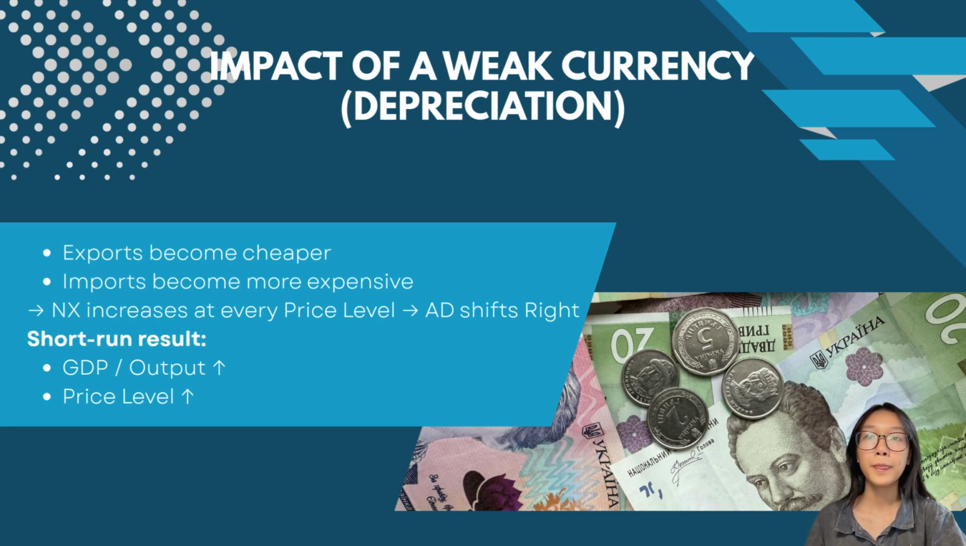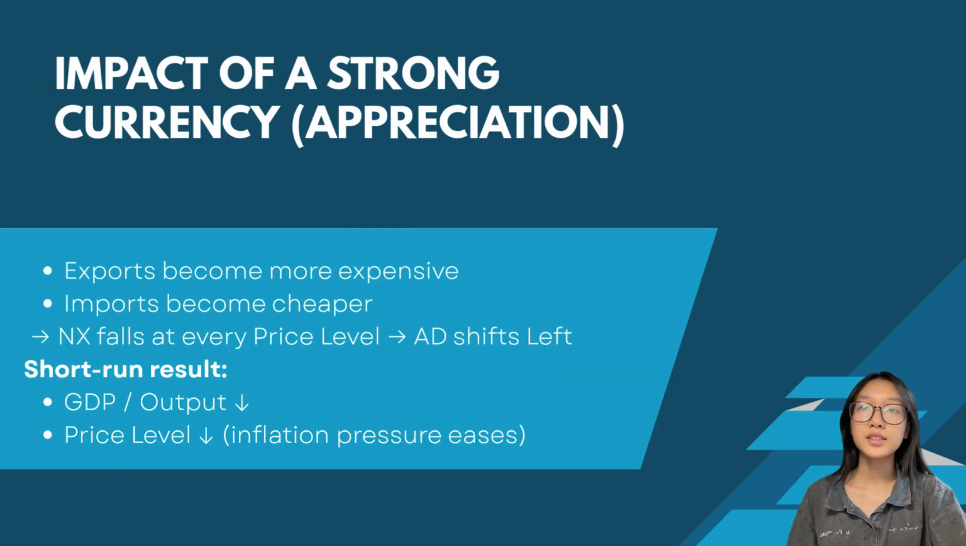In contrast, the impact of a strong currency, which is also called appreciation, brings a totally different effect to the country. The exports become more expensive and the imports become cheaper. Their net exports therefore fall at every price level, and their AD will shift left. So the short-run result that we can see here is that GDP and output will decrease, and the price level will also decrease.